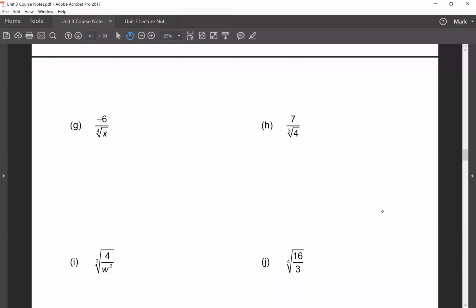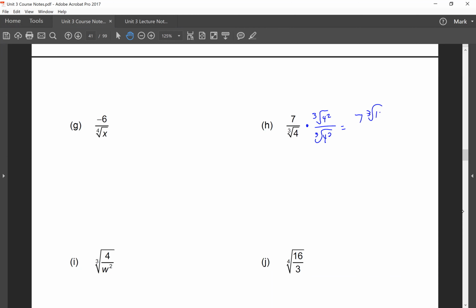they're good practice. Like if I wanted to get rid of this number here, well, I'm going to need to create a perfect cube. So what I'm going to do is multiply it by the cube root of 4 squared over the cube root of 4 squared. Now, why did I pick 4 squared? Because that will create what's called a perfect cube. So I get 7 root 3.